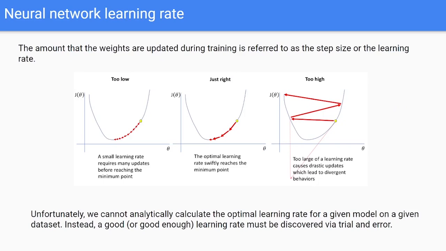Learning rate. The amount that the weights are updated during training is referred to as the step size or the learning rate. The learning rate is a configurable hyperparameter used in training of neural networks that has a small positive value, often in the range between 0 and 1.